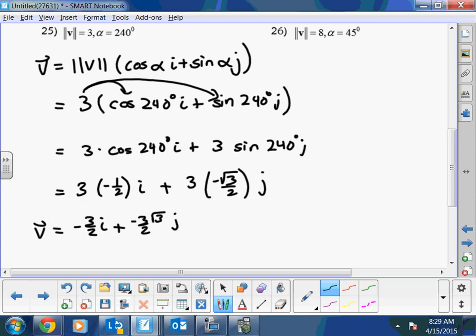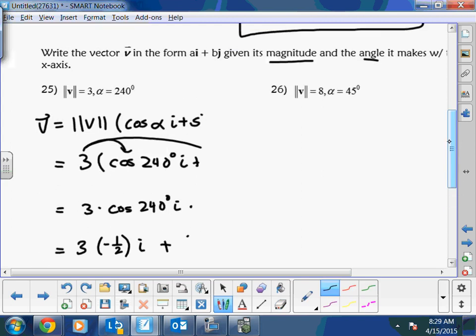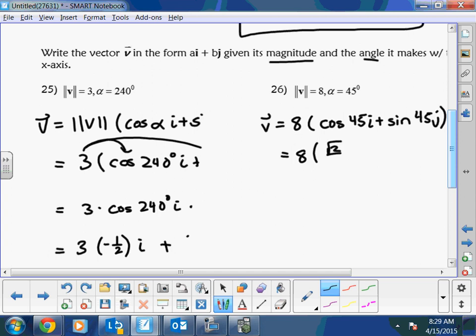That's it. Okay, we're going to do the same thing with the one over here. But let me go ahead and erase some of this. Remember, feel free to go back in the video, pause it, and let's do this one right here. Same idea. The vector is going to be equal to 8 times cosine of 45 degrees i plus sine of 45 degrees j. Now the cosine of 45 degrees is square root of 2 over 2, which it is. And one thing I hadn't done yet is distribute, so that 8 is going to show up there as well, times square root of 2 over 2, j.